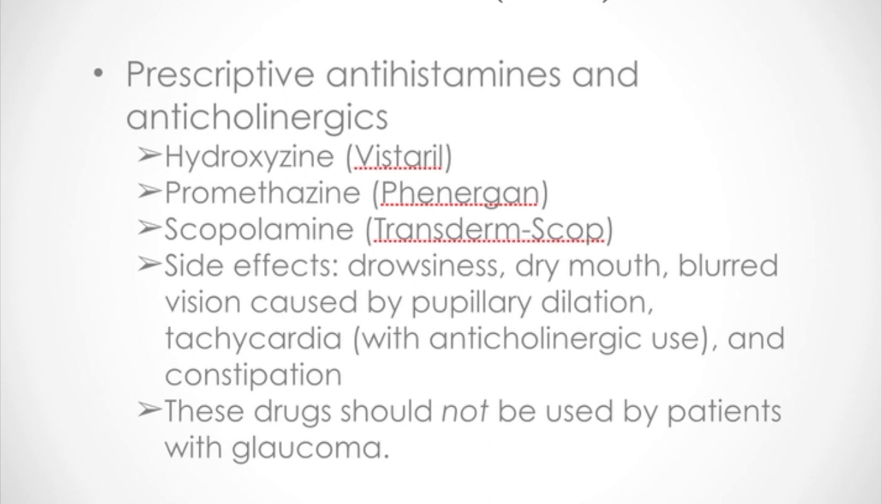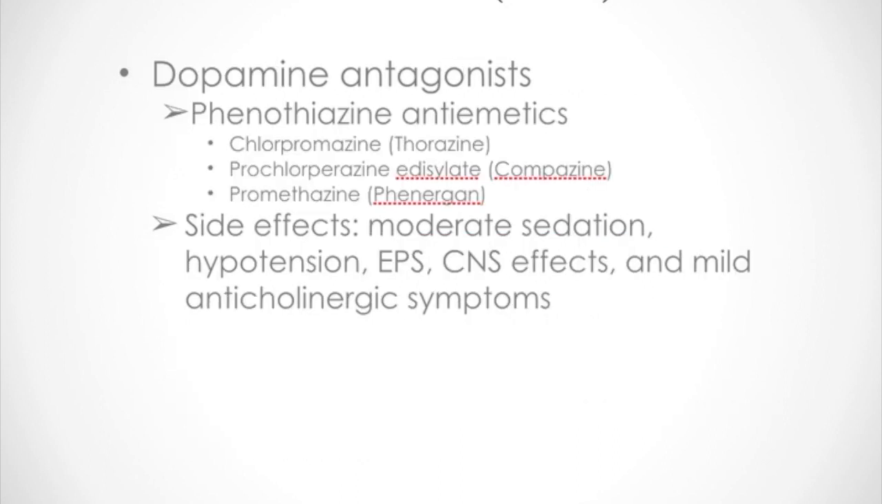The first ones that we want to talk about are Vistaril, Phenergan, and scopolamine. These work mostly on the vomiting center. They can also decrease stimulation of the CTZ. They have some side effects that are similar to the anticholinergic and antihistamine side effects we've learned about in the respiratory chapter. These medications should not be used in a patient that has glaucoma.